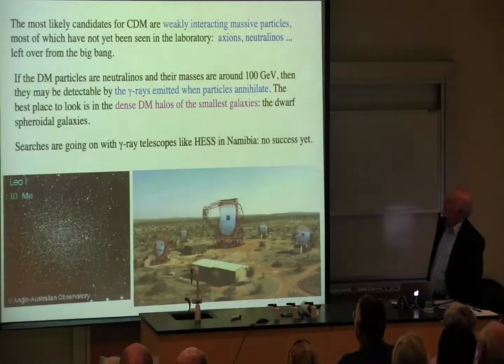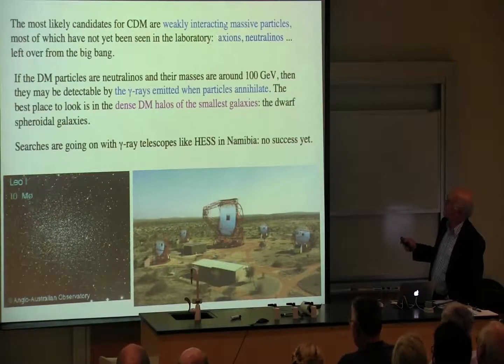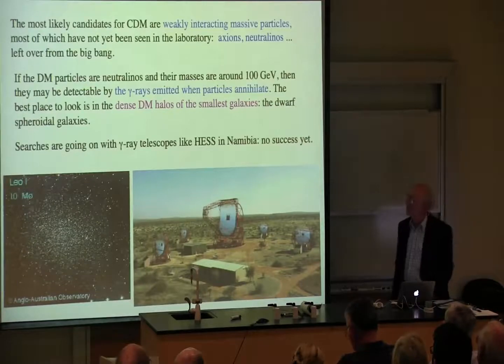And so the most likely candidates, once that was done, around 1998 or so, is that the cold dark matter is some kind of weakly interacting massive particles, most of which haven't been seen yet in the laboratory. They go by names like axions and neutralinos, things that are left over from the Big Bang.